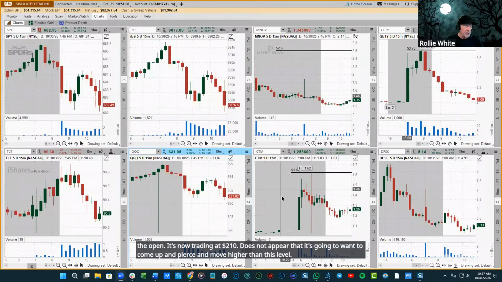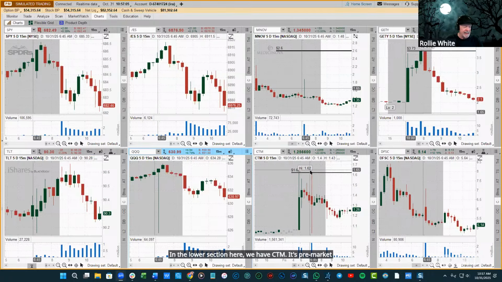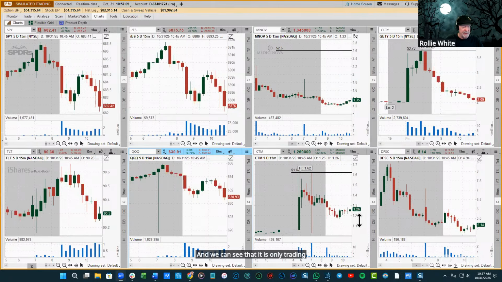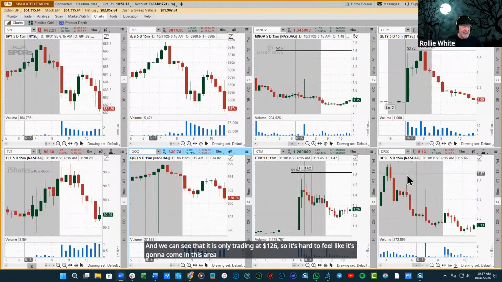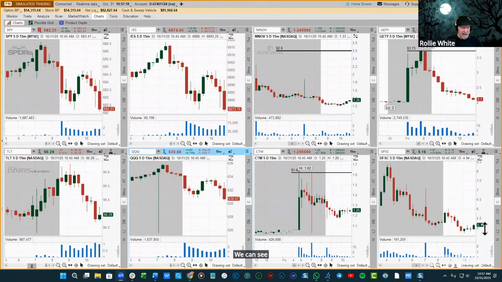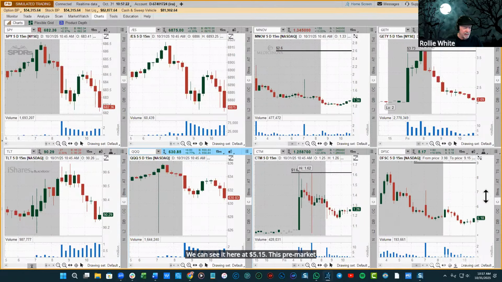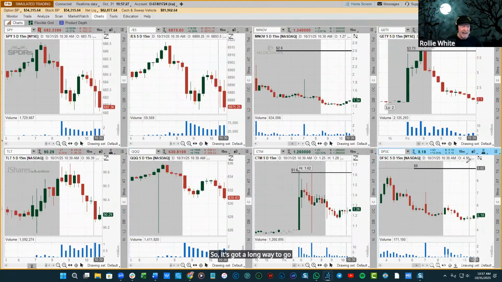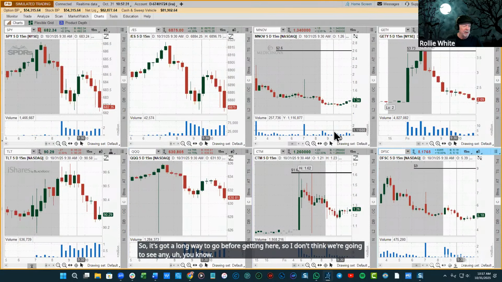In the lower section here, we have CTM. Its pre-market high was 162, and we can see that it is only trading at 126. So it's hard to feel like it's going to come in this area. And then lastly, DFSC, we can see it here at $5.15. Its pre-market high was $9. So it's got a long way to go before getting here. So I don't think we're going to see any action on the small caps.